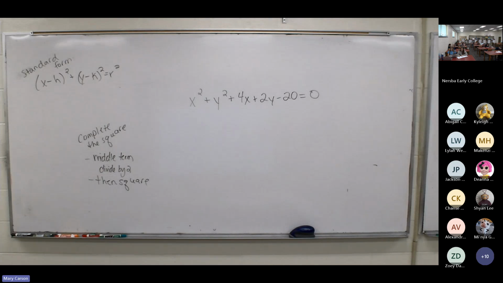So remember, first thing to do is to rewrite it so you have your x's side by side and your y's side by side, and then move that constant value over to the right.